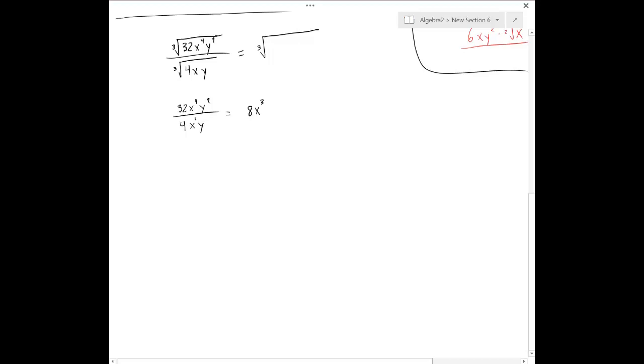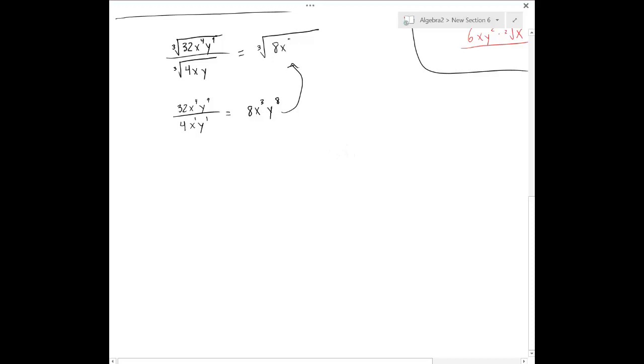Same with the y variable. So you do y to the 9th divided by y, which is 9 minus 1, because the 1 is invisible. Not there. It means it's 1. To get y to the 8th as your answer. So this result goes underneath there.